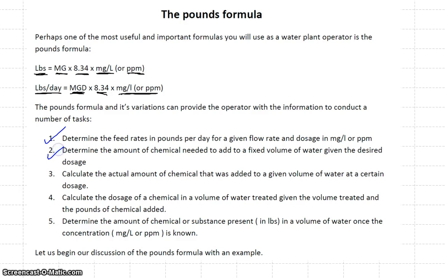You can determine the amount of chemical needed to add to a fixed volume of water given the desired dosage. You can calculate the amount of chemical that was added to a given volume of water at a certain dosage. You can calculate the dosage of a chemical in a volume of water treated given the volume treated and the pounds of chemical added. And finally, you can determine the amount of chemical or substance present in pounds in a volume of water once the concentration in milligrams per liter or parts per million is known.